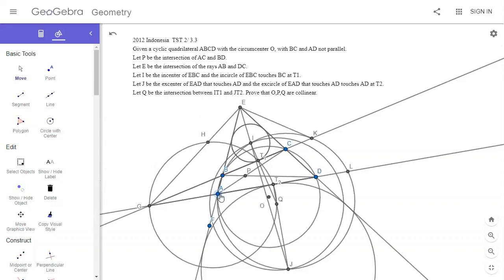And I think that's an angle chase, because we can figure out the angle that QT2 makes with AJ, and we can figure out the angle it makes with AI. So basically, I think that is pretty important. I'm going to delete this circle. It was pretty cool, but not sure if it's going to get me too far.